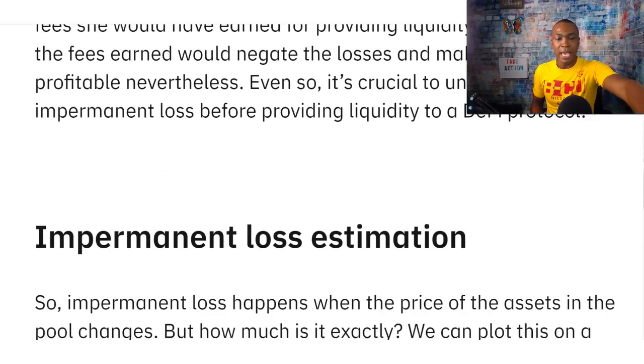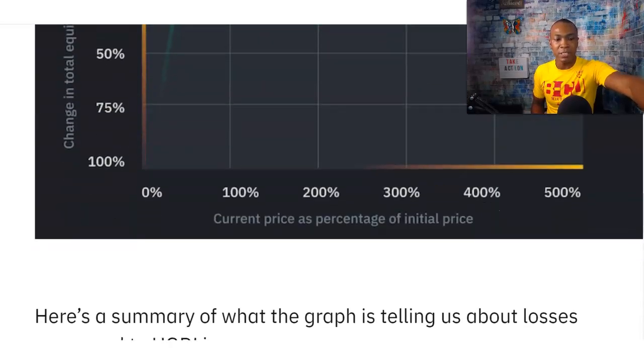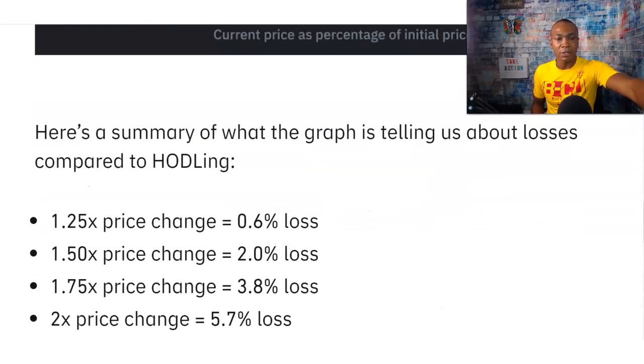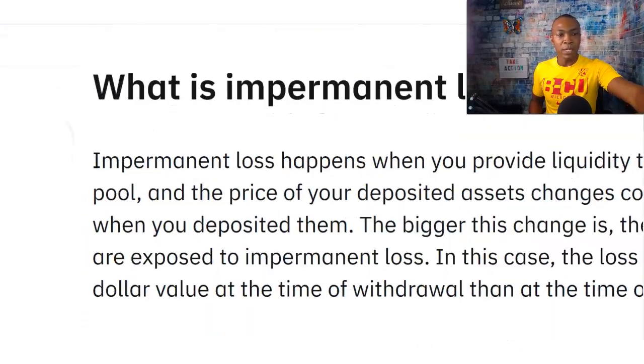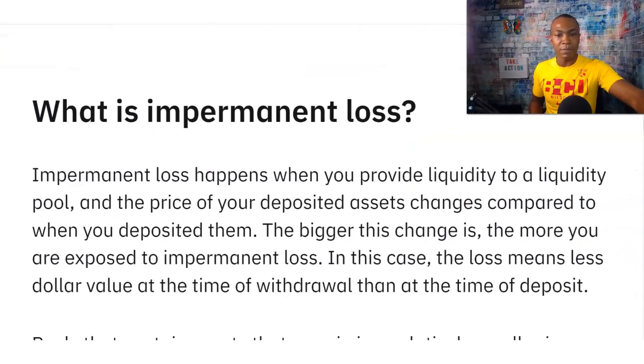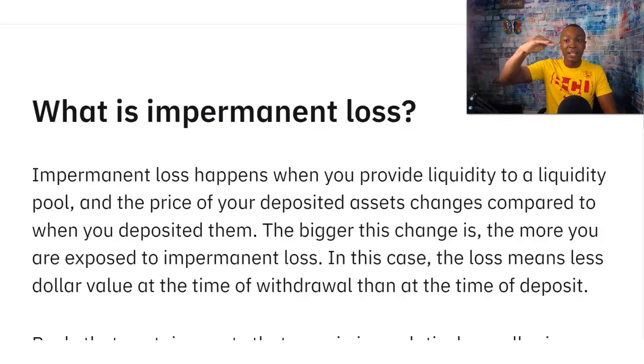And here's a loss estimation over here. This is just an example of a loss estimation, and there are a couple of different equations for it. So if I go back, I want to read this one more time. What is impermanent loss if you just come in here for the first time? Impermanent loss happens when you provide liquidity to a liquidity pool, and the price of your deposited assets changes compared to when you deposit them.